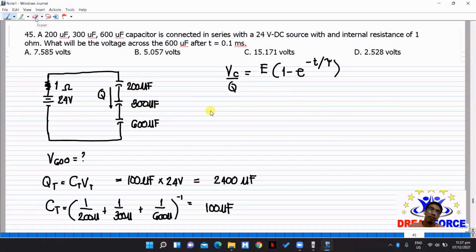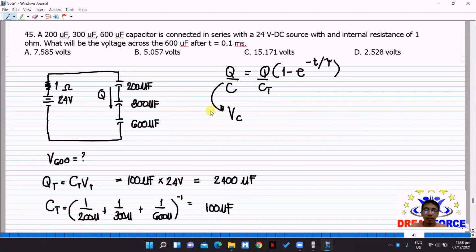Hindi. Kailangan natin na equivalent na lang ng V. Anong equivalent ng V? Ayan, Q over C. So ito pwede kong palitan ng Q over C. Ito Q over C. Ito total. Okay, so ito magiging voltage na rin ulit to, voltage ng capacitor. That is Q over C. Ano yung Q natin?